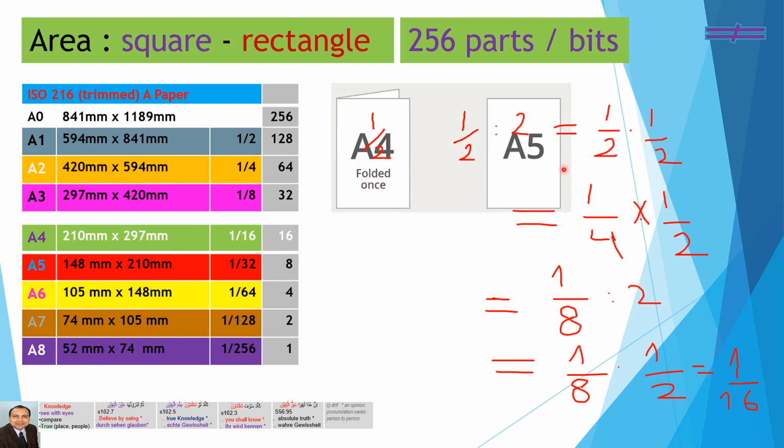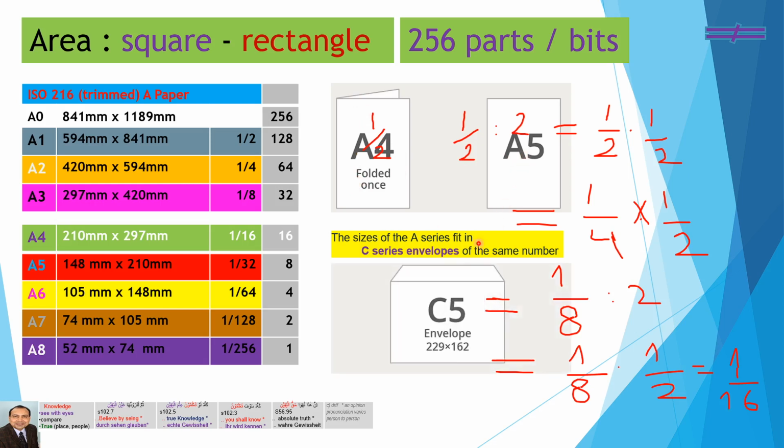A4 folded to A5. The size of A series fit in C series envelopes of the same number. If you fold like here, A4 to A5, then C5 envelope, rotate this in this direction and it will fit here.